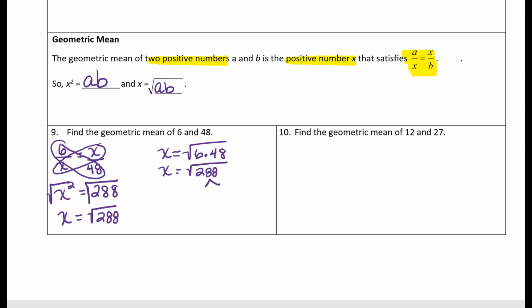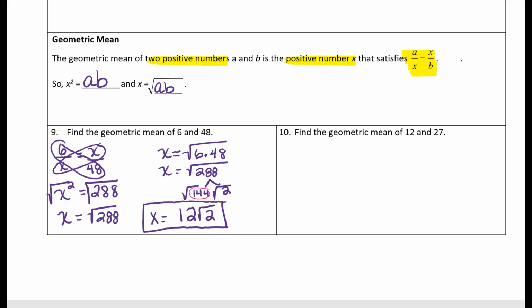So we're going to break 288 down into the product of 144 times 2. And you will notice that 144 is what we consider to be a perfect square. So the perfect square of 144, if we break this up with the product property of radicals, is 12 square root 2. So the geometric mean of 6 and 48 is going to be 12 square root 2. And of course, if the problem wanted a decimal, you would just type that in your calculator.